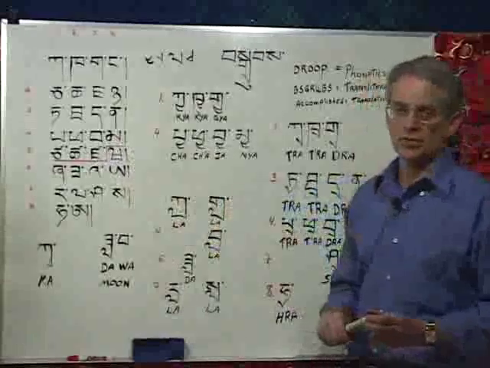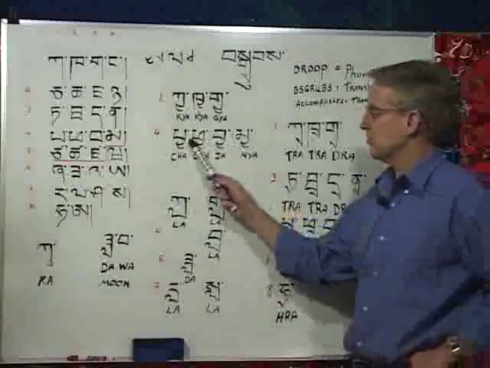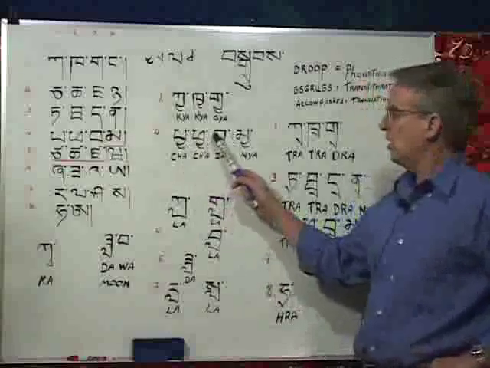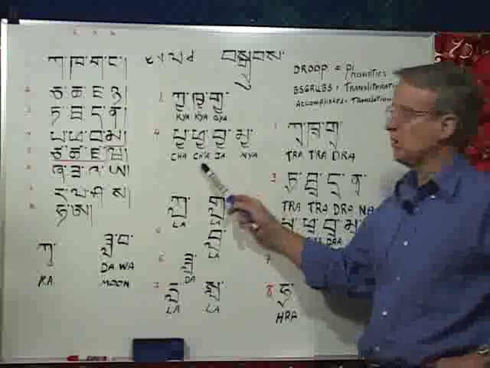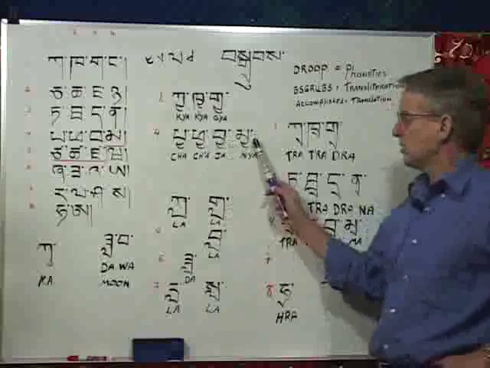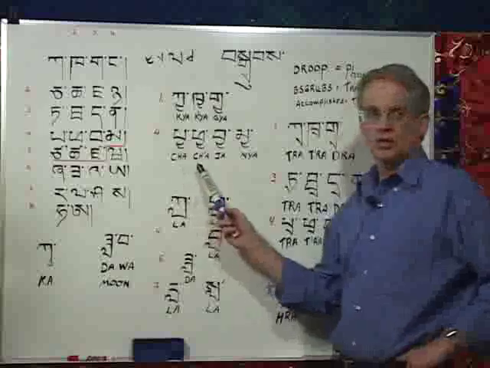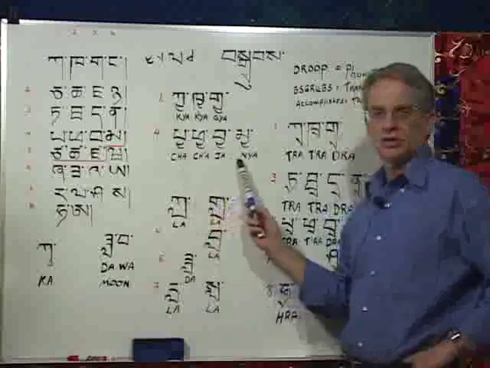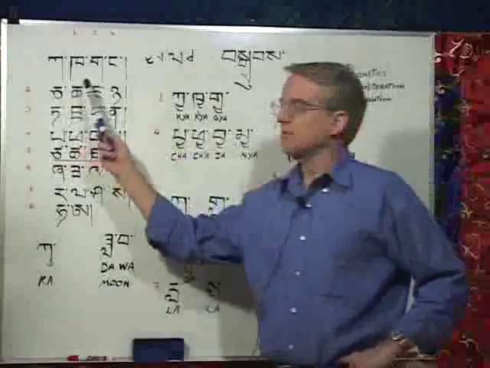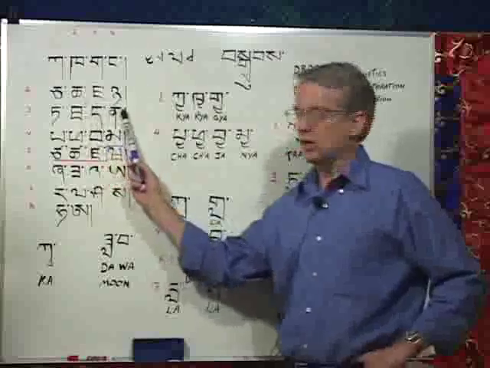Something strange happens though when we combine these Ya sounds with the letters in the 4th row. Pa Yata becomes Cha, Pa Yata becomes Cha, Ba Yata Ja, and Ma Yata Nya. Now these resulting sounds, Cha, Cha, Ja, Nya, are the same four sounds that we have in the second row of the alphabet.